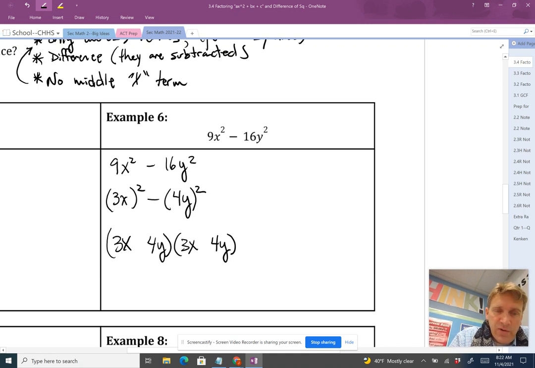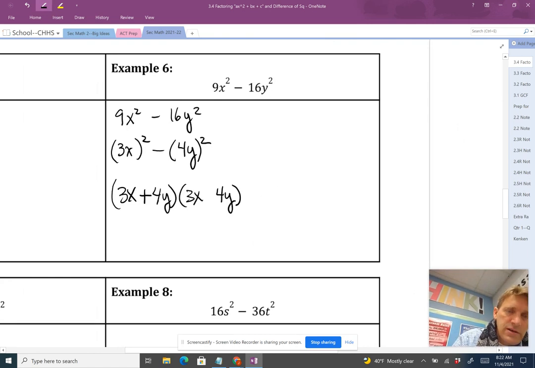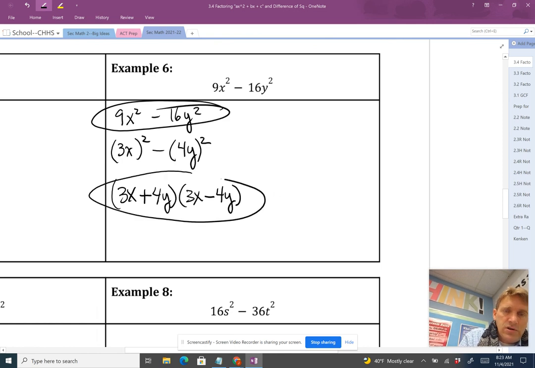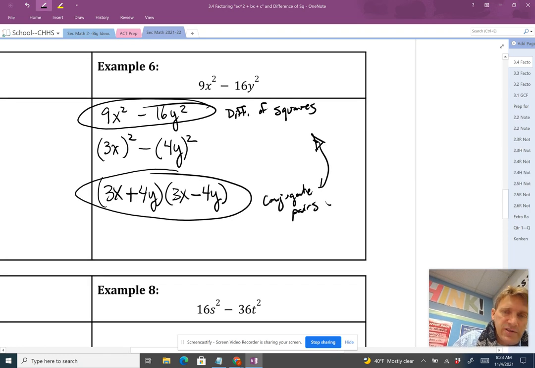When you have the same thing, 3x and 4y, 3x and 4y, or in the last example, x and 7, x and 7. But then in between them, you have a plus and a minus. They call those conjugate pairs. So difference of squares factors to conjugate pairs. And vice versa. If you have conjugate pairs and you multiply them together, you get difference of squares. But if you have difference of squares, you can factor them as conjugate pairs. So it works in both directions.